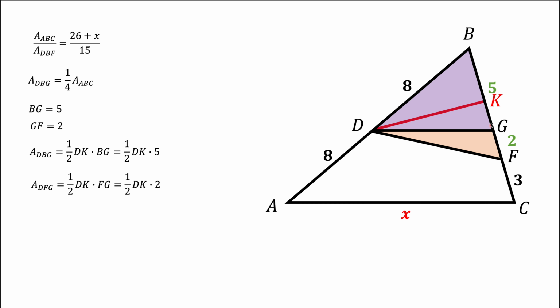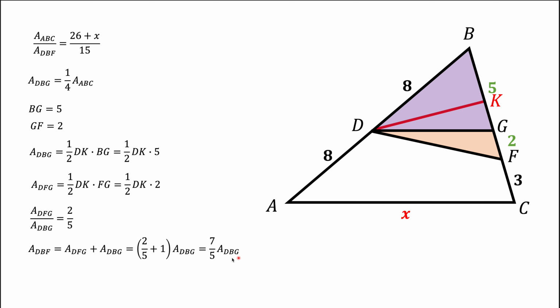and in the case of the orange triangle, it's going to be FG. And now what I'm going to do is divide the area of the orange triangle by the area of the purple triangle. In this case, we get rid of DK. And we found how the areas of those two triangles are related to each other. And we can use it to calculate the area of triangle DBF, which is the sum of the areas of these triangles. And we calculate the area of triangle DBF via the area of triangle DBG.